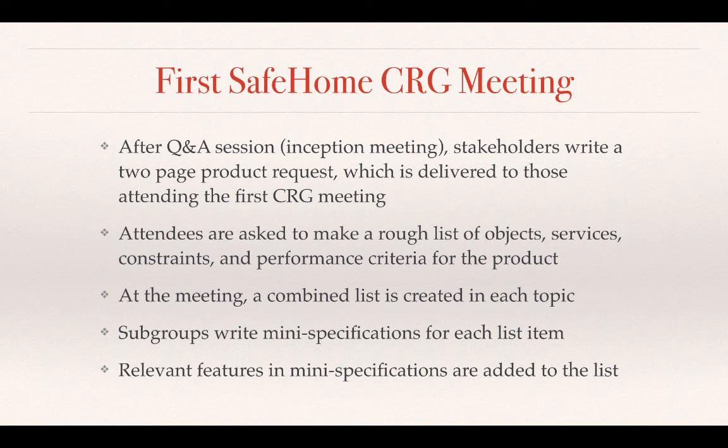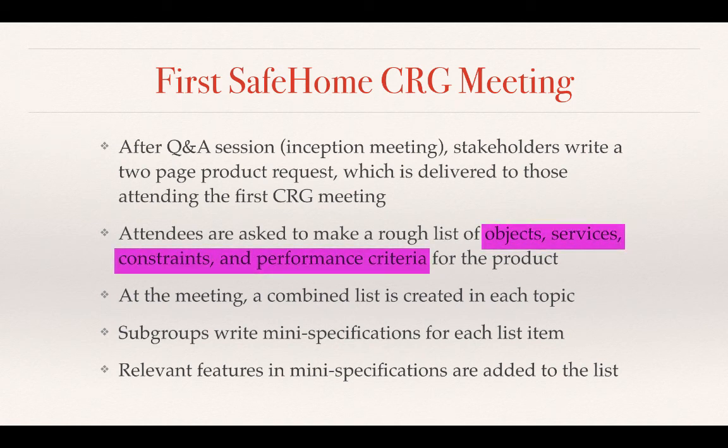Okay, in this scenario, we're assuming that an initial inception meeting has already taken place. One of the stakeholders is tasked to write a two-page product request. In this case, let's assume that a marketing person from inside the company has already done this. They send it out to everyone who plans to attend the first CRG meeting. Each person who attends the meeting is asked to make a list of objects, services, constraints, and performance criteria for the product based on the two-page description.